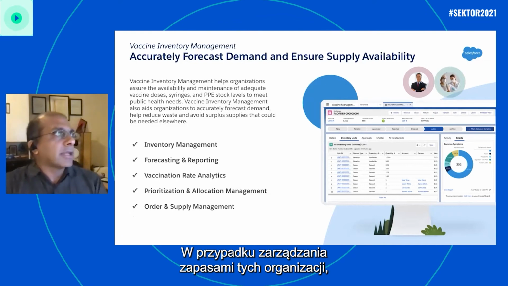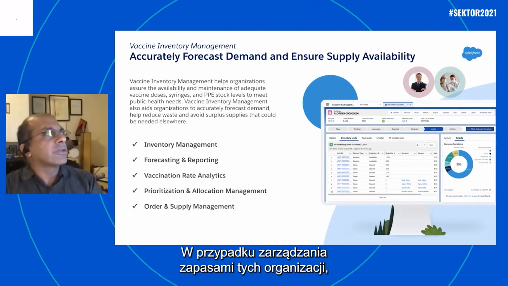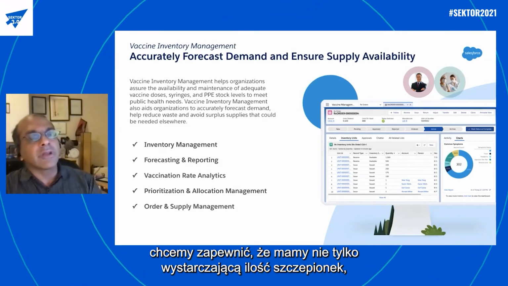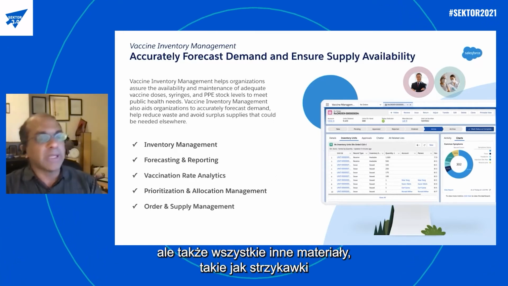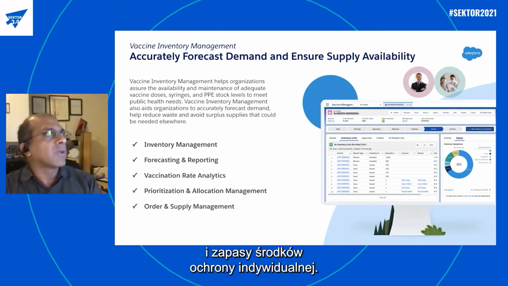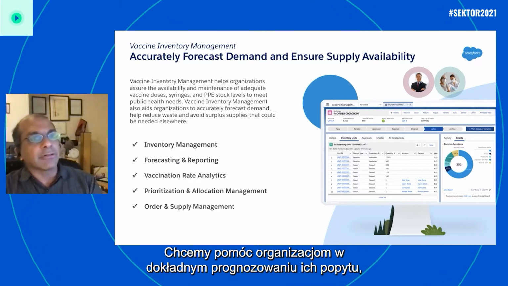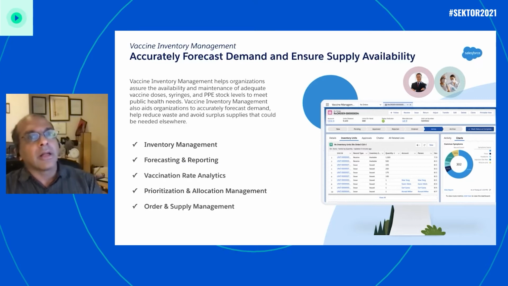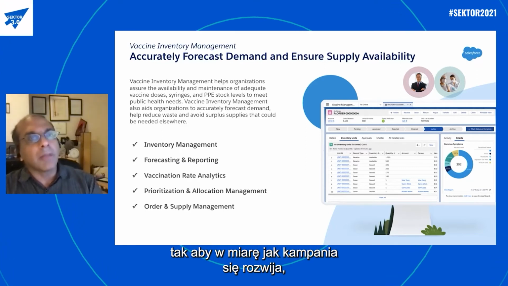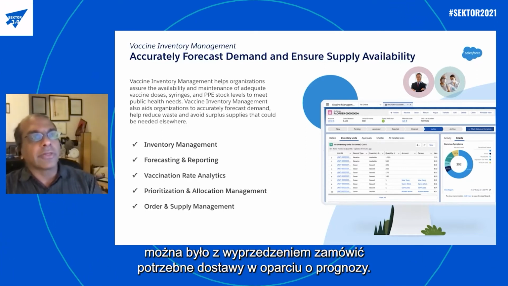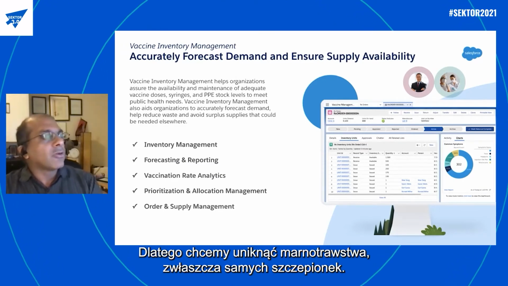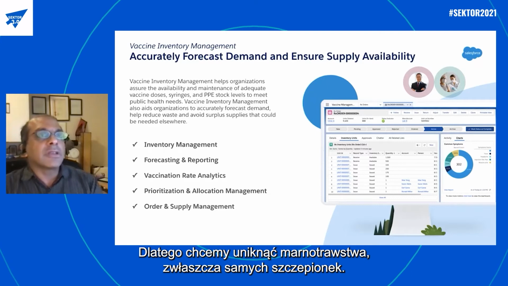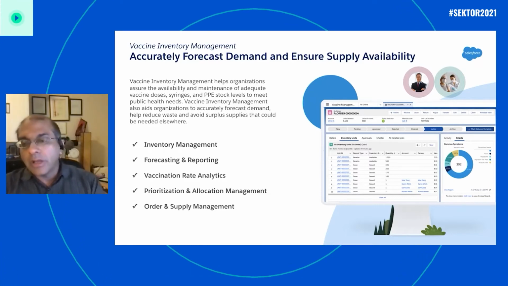For inventory management, we want to ensure that we have not just enough vaccines, but also all the other supplies like syringes and PPE stocks. We want to aid organizations to accurately forecast their demand so that as you see the campaign ramping up, you're able to order the supplies in advance that you need based on your projections. And so we want to avoid waste, and especially for the vaccines themselves.